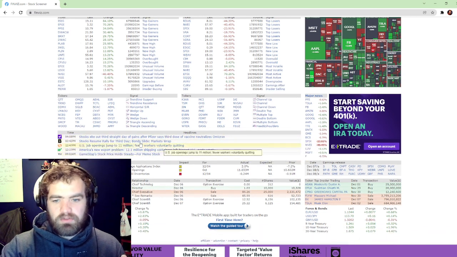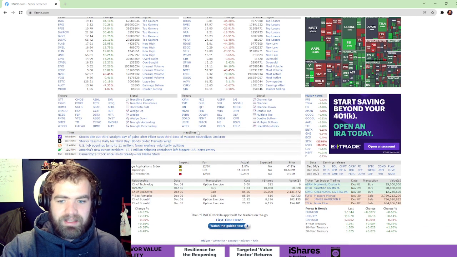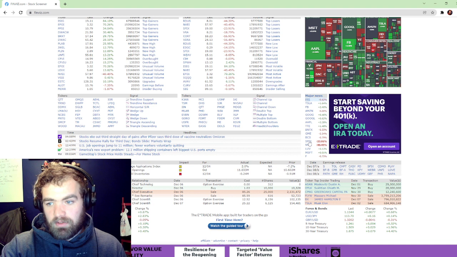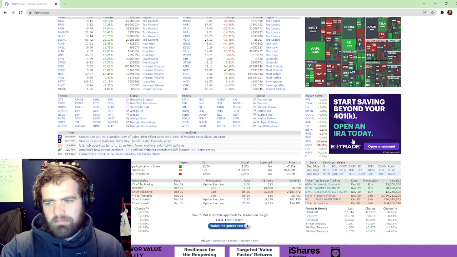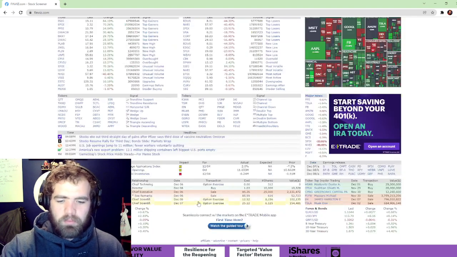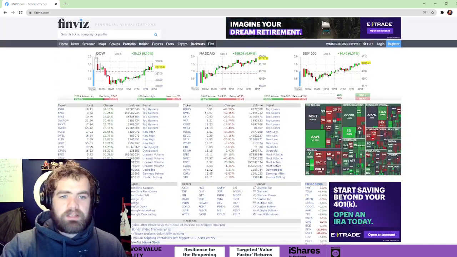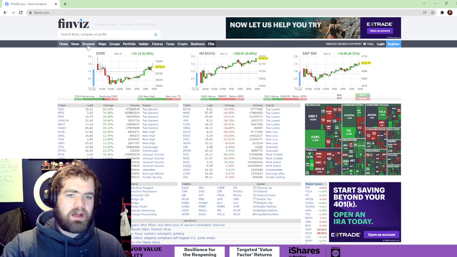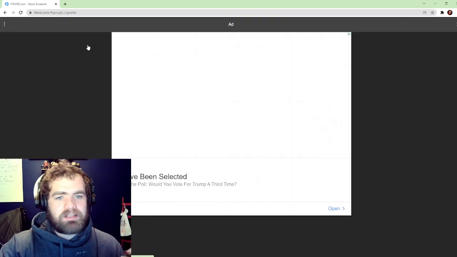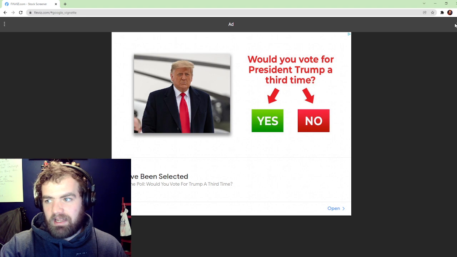As we continue to scroll down here, we have some headline news. We have major news over here, and then a whole bunch of other information down here, but we don't really need this. So as we continue to go up here, we have all of these menu tabs, right? I mostly go on the screener tab just because that's where you actually scan for stocks.